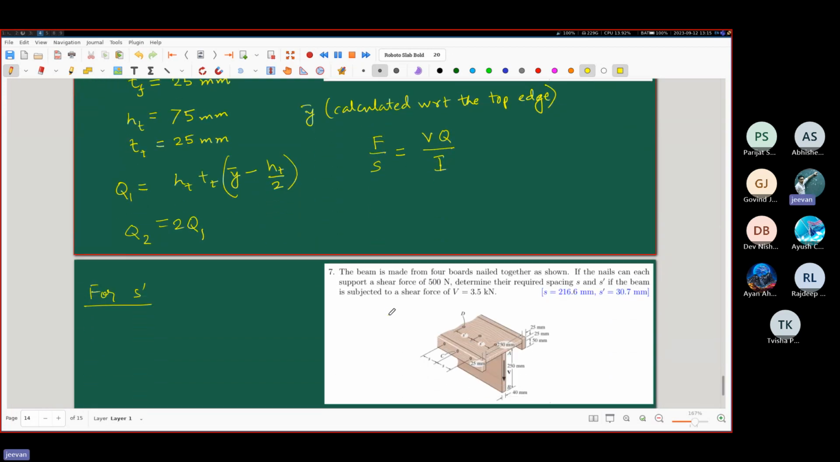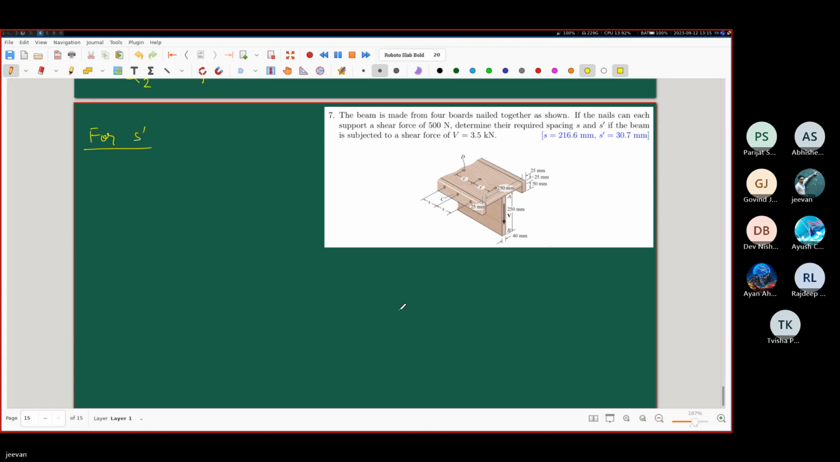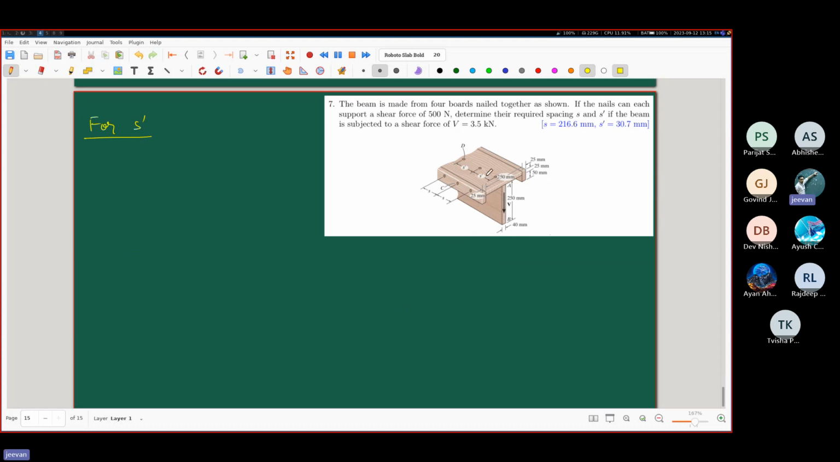Okay, let's come to this for the S dash. This S dash is corresponding to the vertical nails. So we have to take a cutting plane which is perpendicular to these vertical nails, meaning a horizontal plane. So when we take this horizontal plane, let's say this is our horizontal plane going through like this.